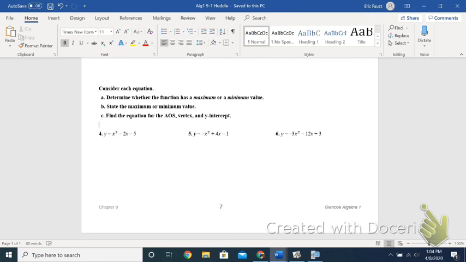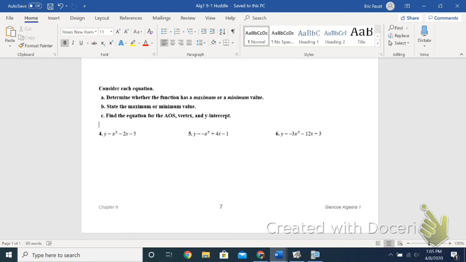And then number 6, A maximum, B negative 2 comma 15. C, y-intercept is 3. Axis of symmetry x equals negative 2. And the vertex is negative 2 comma 15. So you should be noticing, right, if you understand what's going on here, your answer in all your part Bs matches the vertex that you should be writing in part C, because your maximum or minimum is always going to be the same as your vertex.